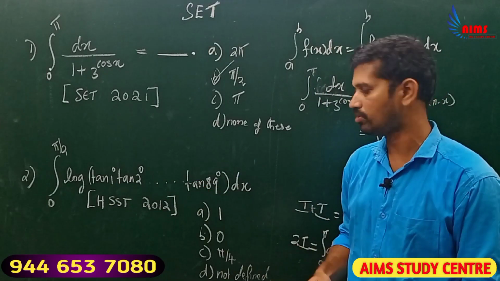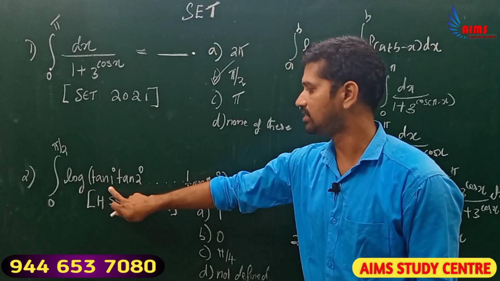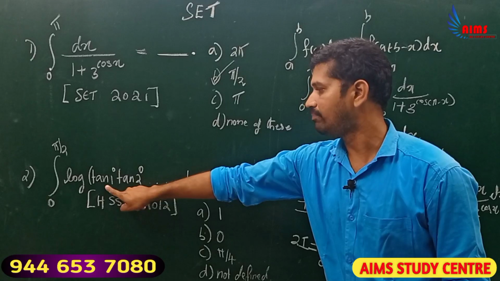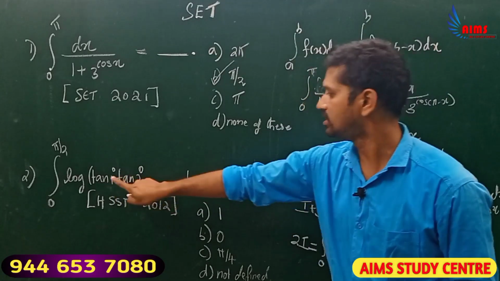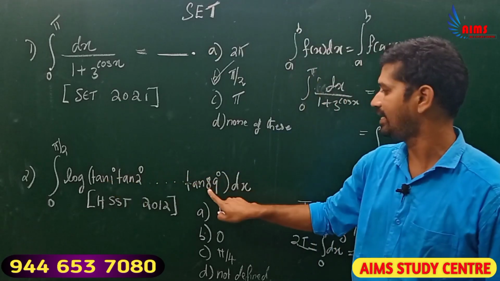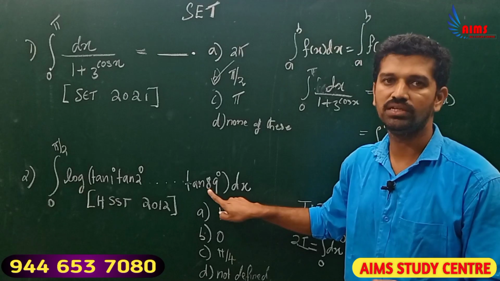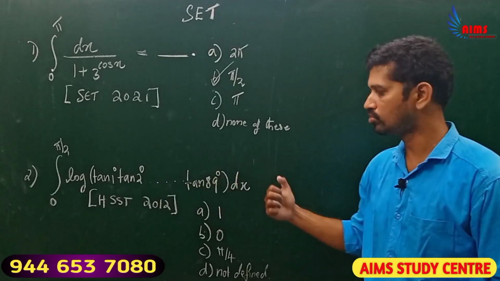And what is the complementary property? That is, tan of pi by 2 minus theta is equal to cot theta. So this tan 1 can be written as cot 89, or this tan 89 can be written as cot 1. Okay, that we will discuss in the continuing video. So let's analyze this question again and we will move to the answer.